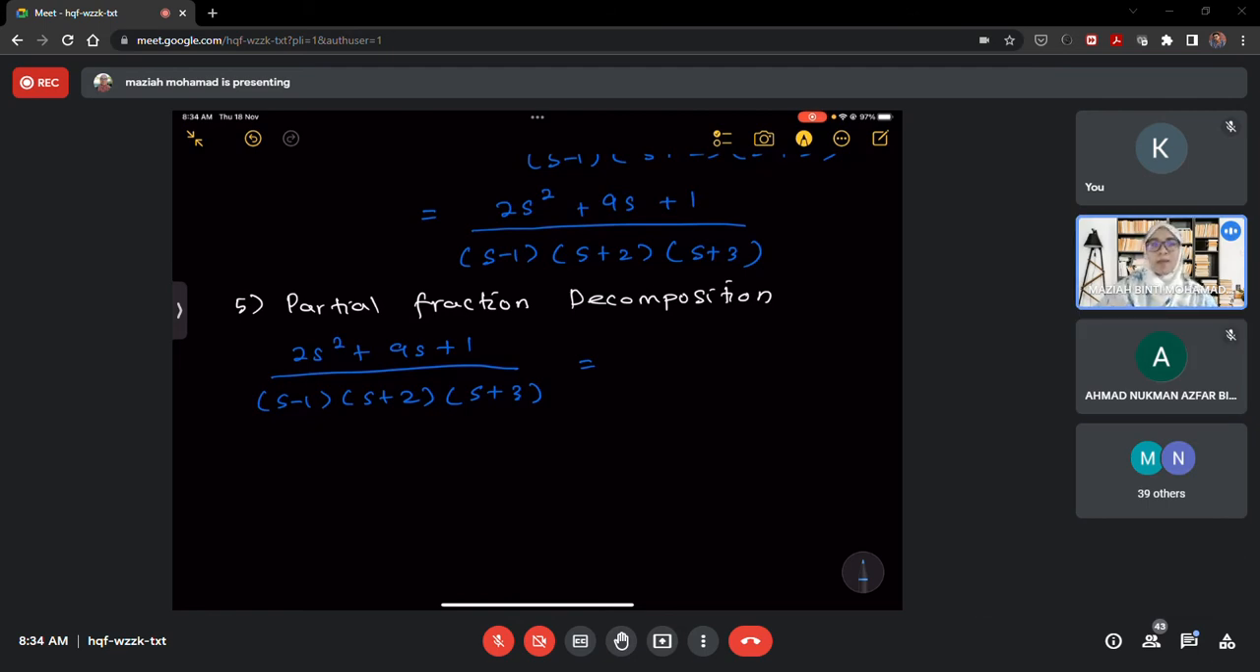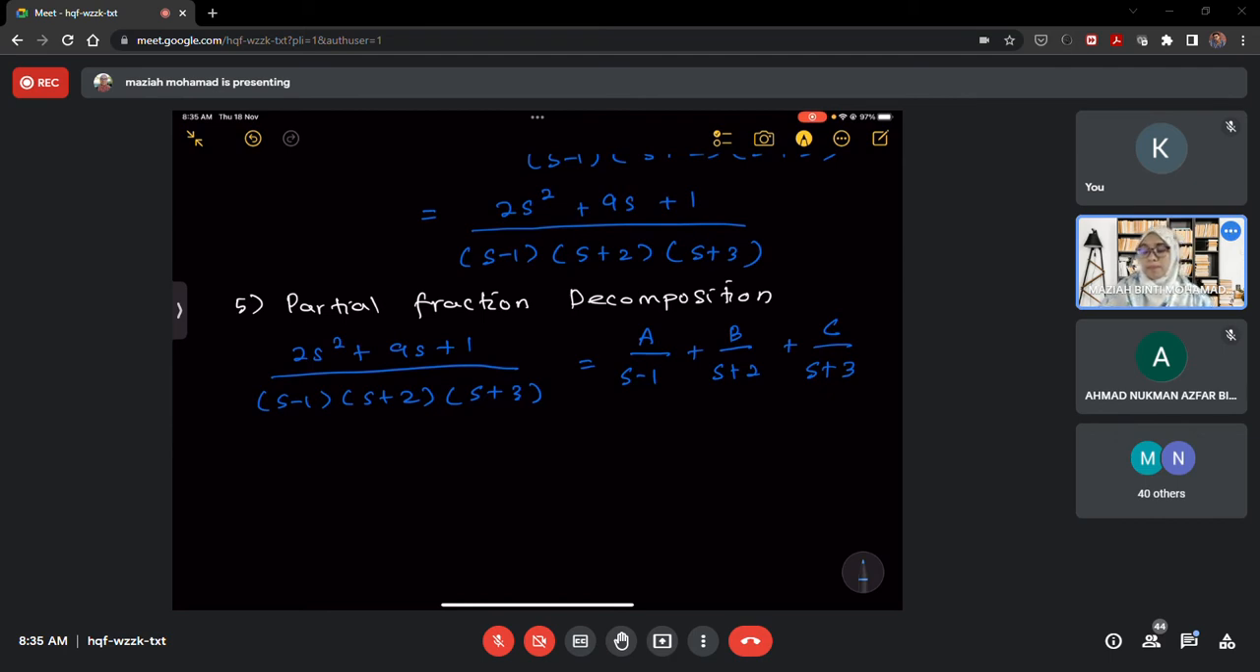If you see the function, the numerator is a square, meaning s squared plus s plus a constant. Alright, so that is similar, and then the denominator is factorized, x minus a, x minus b, x minus c. So this is similar to ours: s minus 1, s plus 2, s plus 3. So therefore, it will become A over s minus 1 plus B over s plus 2 plus C over s plus 3.